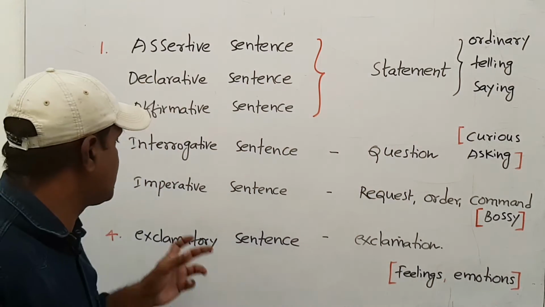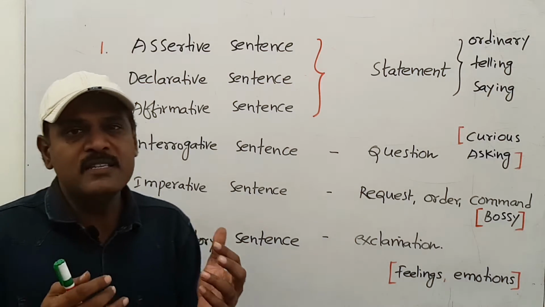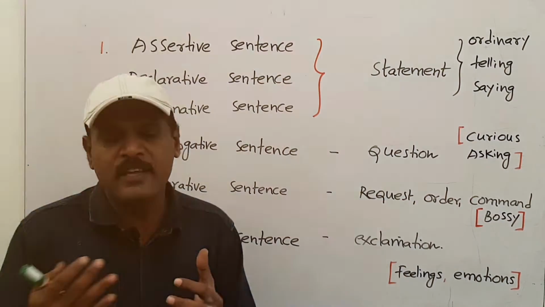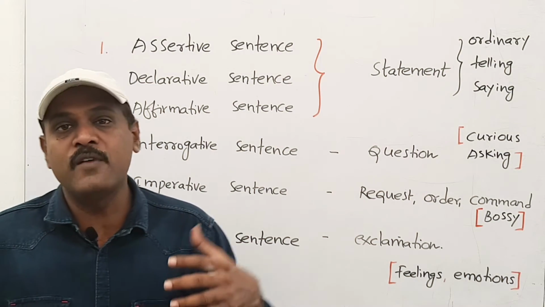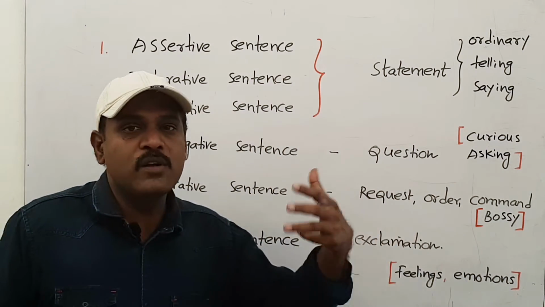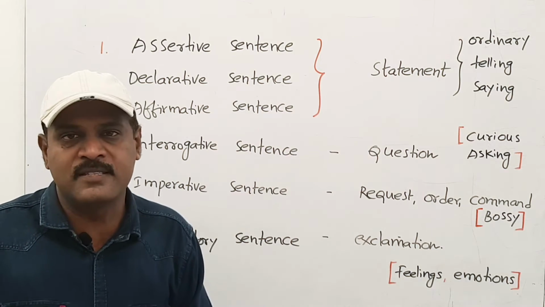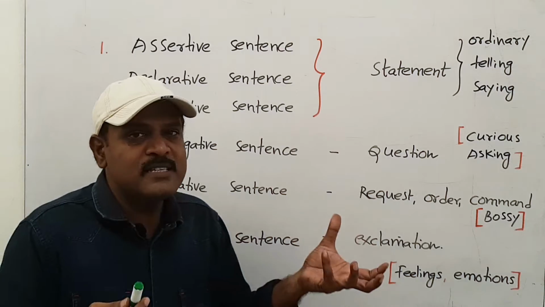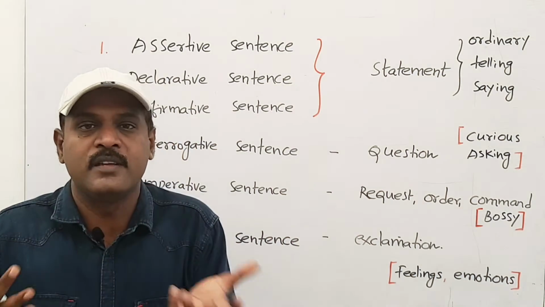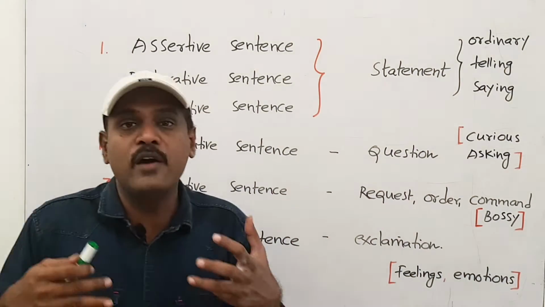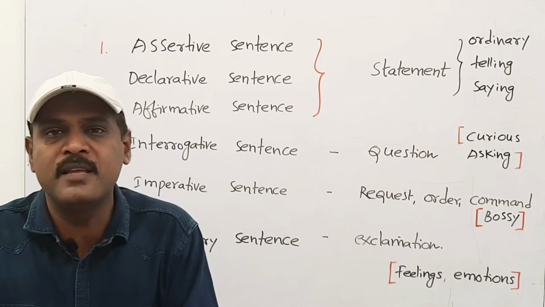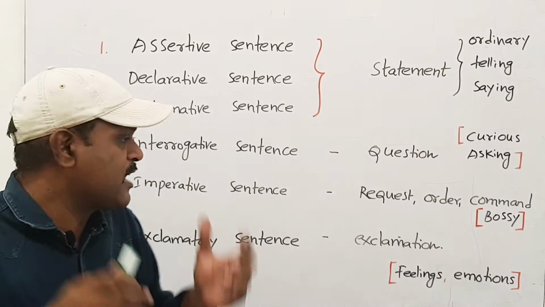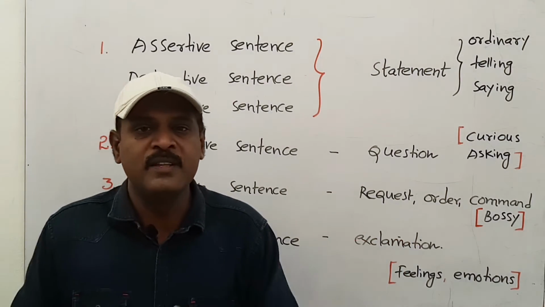Third one is imperative sentences. Imperative sentences generally express a request, order, or command. They are sometimes bossy. Whenever we request, order, or command, we generally use imperative sentences. The fourth one is the exclamatory sentence. Exclamatory sentences express exclamation. It means a strong feeling, a strong emotion. It may be sadness, it may be happiness, whatever it is. If we express sudden, strong emotions, they can be expressed in the form of exclamatory sentences.